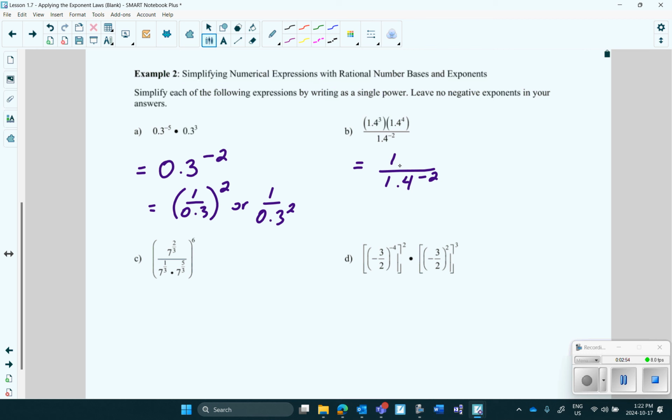1.4 to the 7. Add the exponents. Now, next step, divide. Base stays the same, subtract the exponents. But remember, this is 7 subtract negative 2. So it's 9, because it becomes 7 plus 2. No negative exponents, so I'm done.